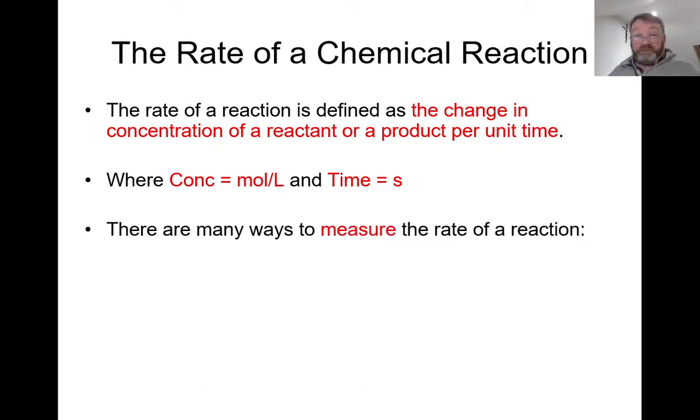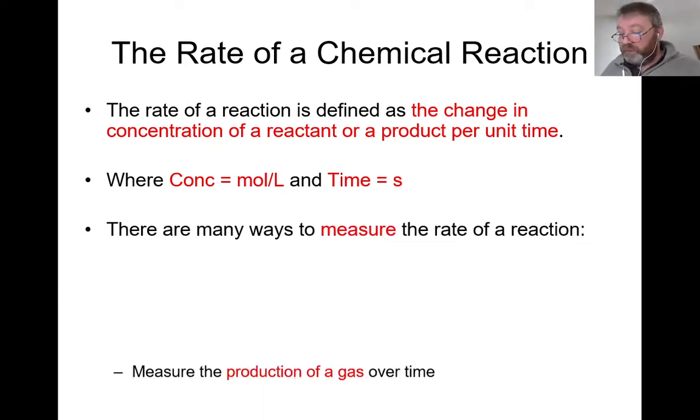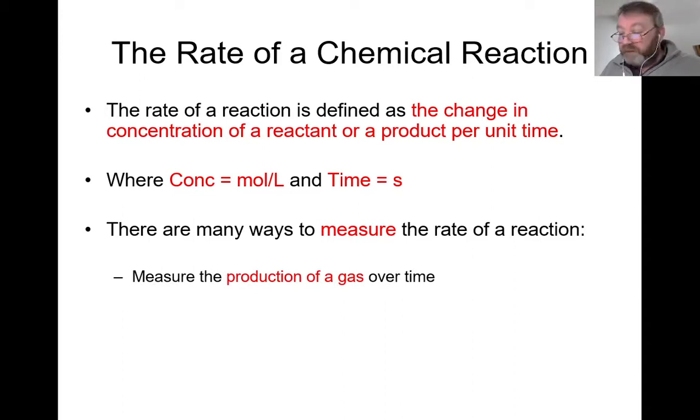There are many ways, as I told you already, to measure the rate of a chemical reaction. Number one, we could measure the production of a gas over time. Now, if you're producing a gas and you want to measure it, you're going to have to trap it, okay? And you trap it in a container that has measurements on it, namely a large graduated cylinder. So you could trap a gas in there and see how much of that gas is being produced over a certain amount of time.